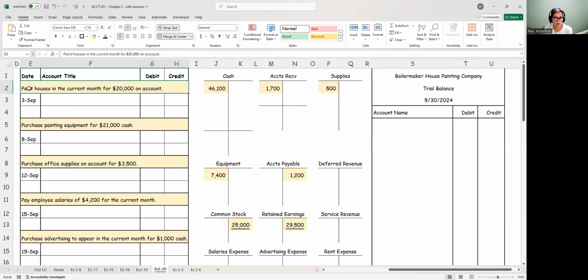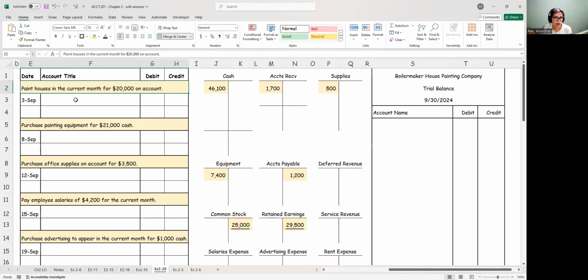So let's get started with our journal entry, our first transaction, and see what the journal entry will be. On September 3rd, we painted houses in the current month and we charged $20,000 on account. So we have done the work. We have not collected the cash. We'll get the cash later on.